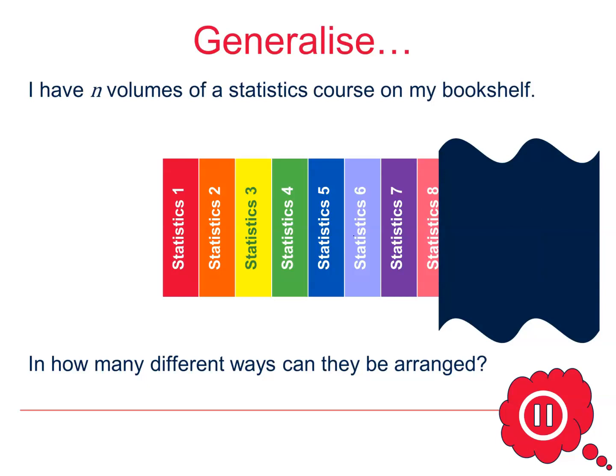OK, can we generalise this? I have n volumes now. How many different ways can they be arranged? Pause the video while you have a think. OK, I've got n books for the first choice, and then I've got n minus 1 books left. So that's n minus 1 choices for the second book, and n minus 2 choices for the third book, and so on, all the way down to 1 final choice for the last book. So that's n factorial arrangements altogether.